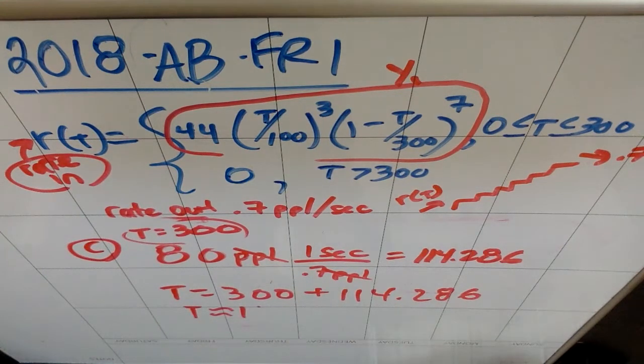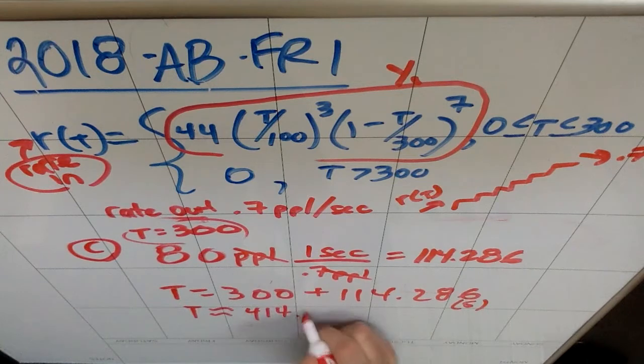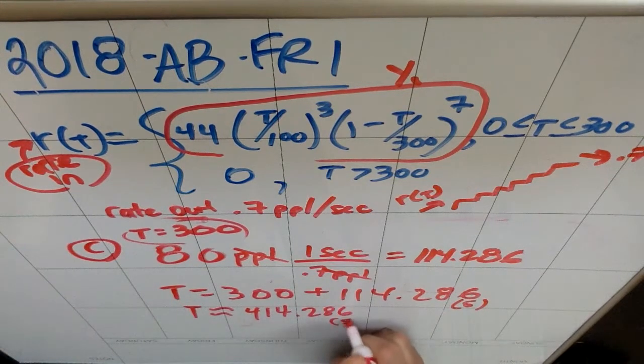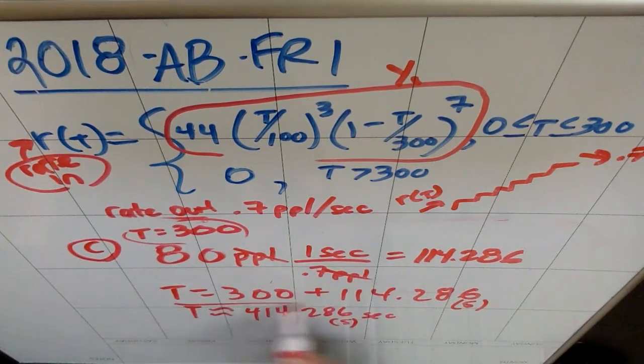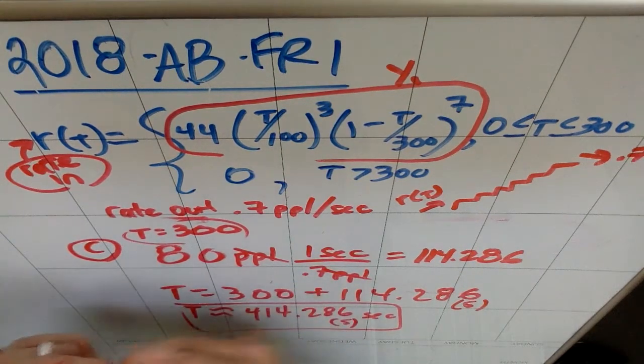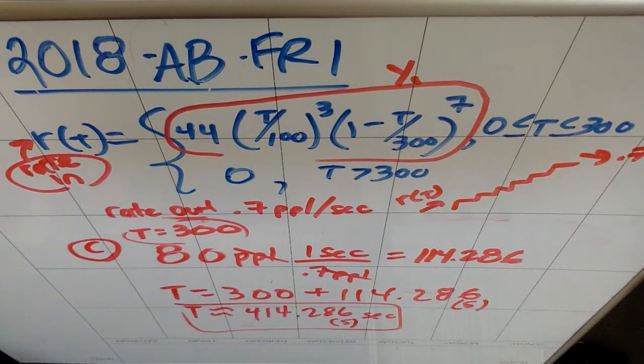So if they want the total time, the answer is t equals 300 plus that 114.286, which is approximately, and I think it's either a 6 or a 5, depending on if you round or truncate, right? So I get t is approximately 414.28, either 6 or 5 seconds. So again, I can figure out how fast those 80 people leave the line because I know they're leaving at a rate of 0.7 people per second.